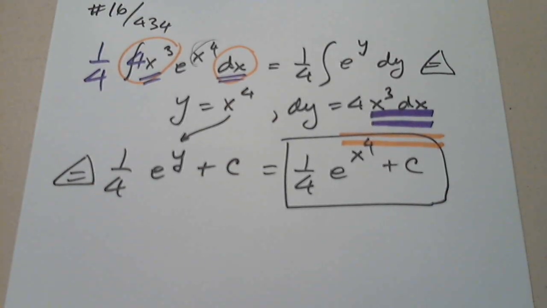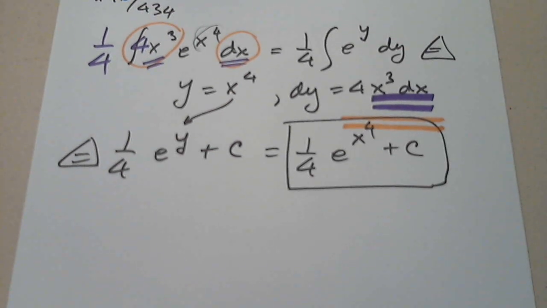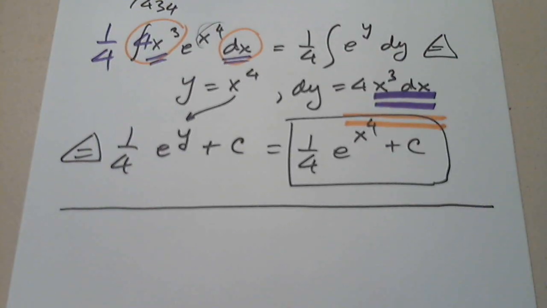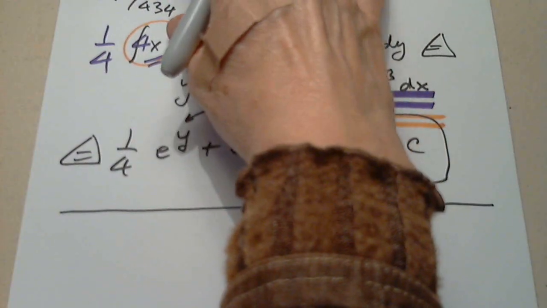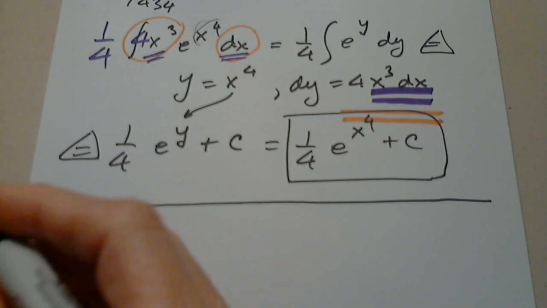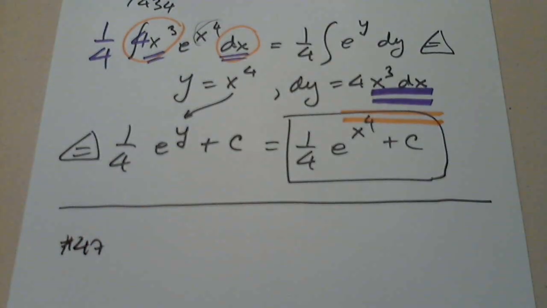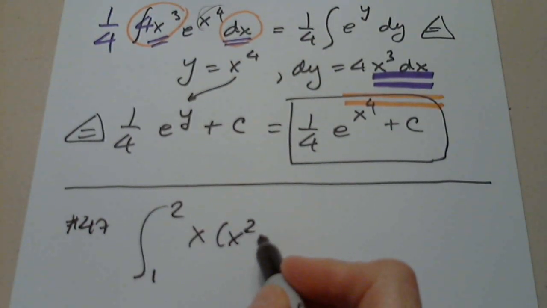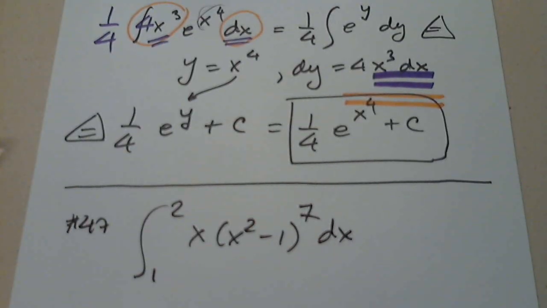So we're going to discuss now the substitution rule for definite integrals. And please understand that this procedure is slightly different. Okay, I'm going to start with, let's say, 47. You'll choose the next. So the integral from 1 to 2 of (x squared minus 1) to the 7th dx.